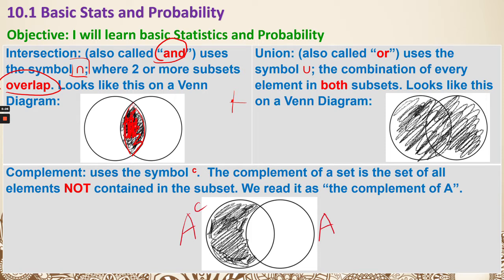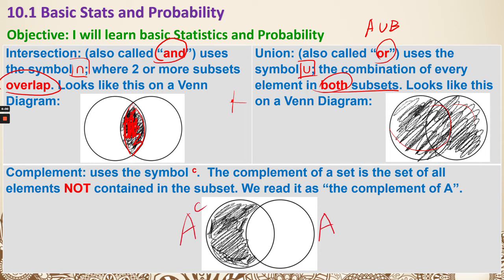the intersection. Next, union. Union is actually the opposite of intersection. Union means or. So we say A union B. We use this symbol that looks like a capital letter U. A union B means I have A or B or both. It could be anything that's included in A and B. So this means the combination of every element in both subsets. For a Venn diagram, we have two circles, and everything in there would be inside the union.